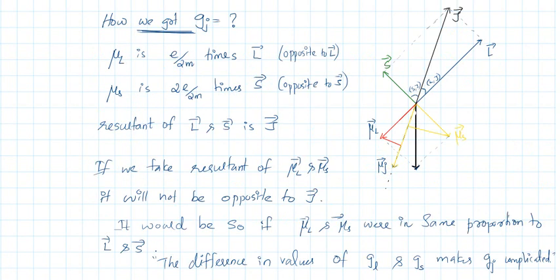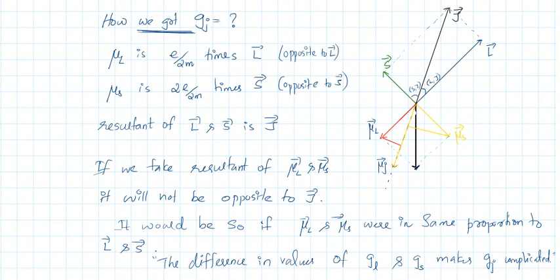Look at the vector diagram. Here, this blue arrow represents the magnitude of orbital angular momentum and indicates the direction. So, mu_L will be opposite to L and its magnitude is e by 2m times the magnitude of L. Suppose e by 2m is half, then the length of L divided by 2 will give you the length of mu_L.